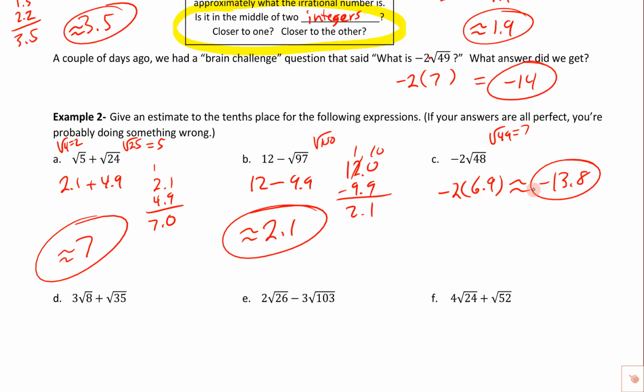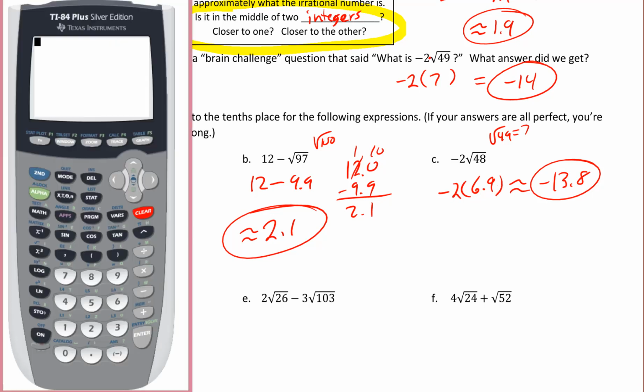Okay, now again, if you wanted to grab a calculator and just multiply those together, that would be totally okay with me. In fact, let's go ahead and just kind of check some approximations right here.